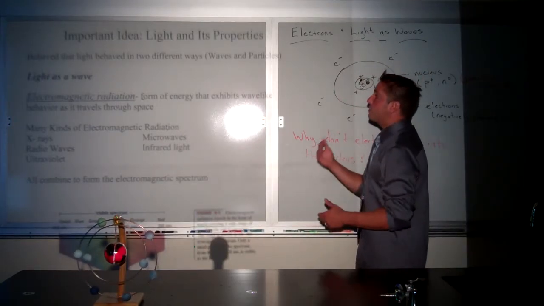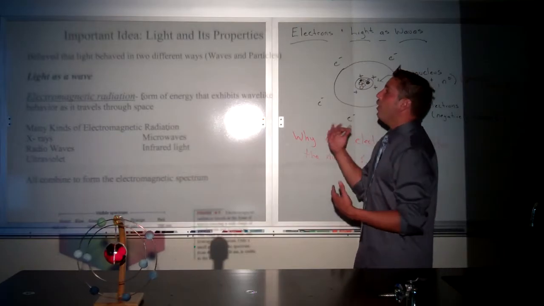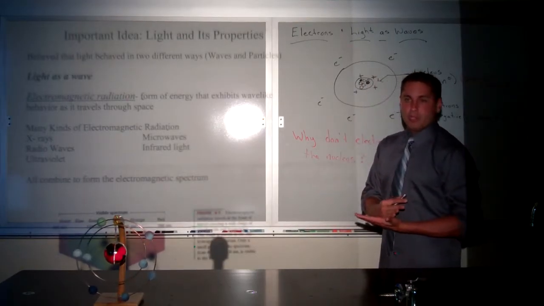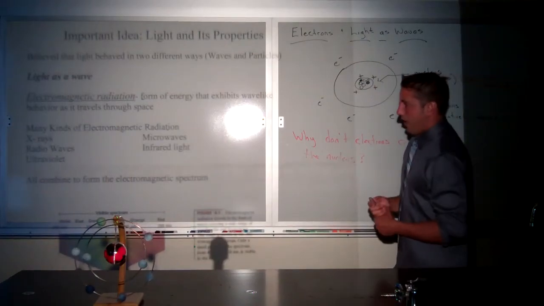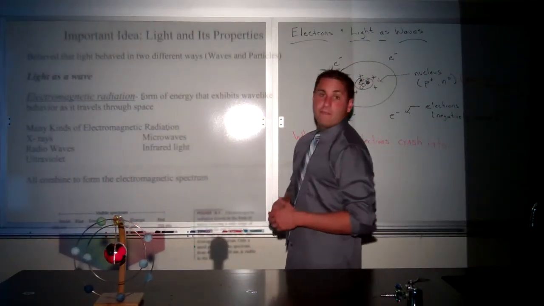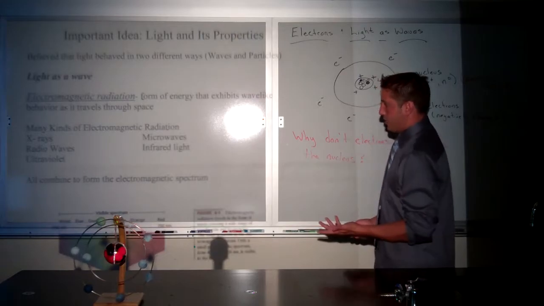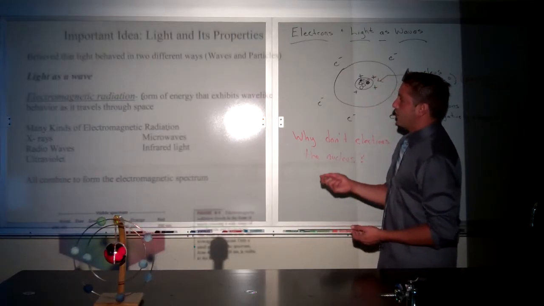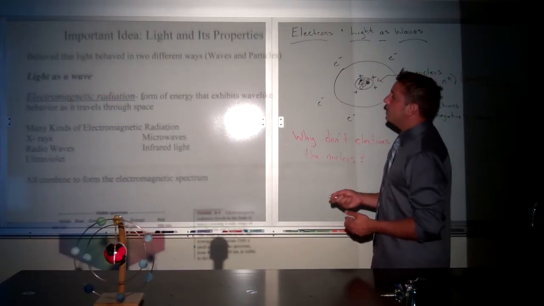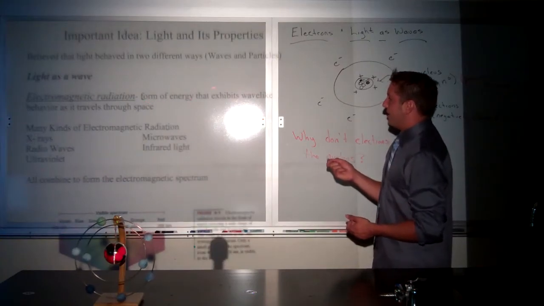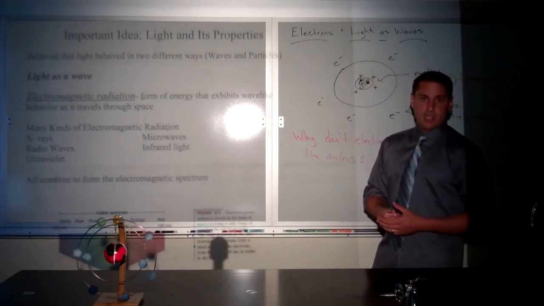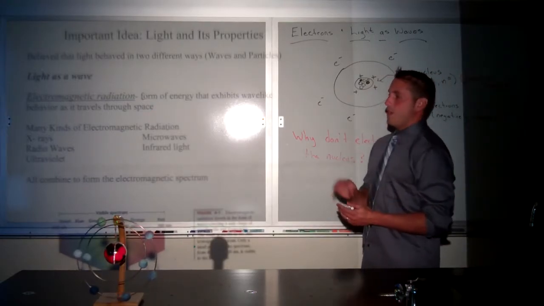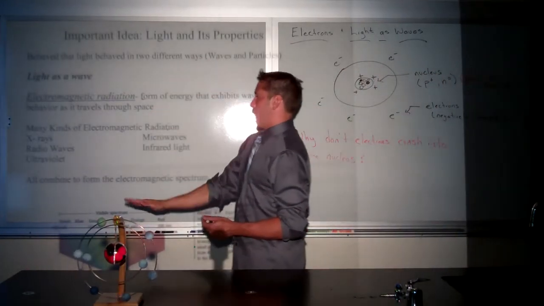We'll tackle how it behaves as a particle a little bit later, but we're going to try to apply the same principles to electrons. So we are going to look at light as a wave. Light is one of the many forms of electromagnetic radiation. A little bit of a definition at you. Electromagnetic radiation is a form of energy that exhibits wave-like behavior as it travels through space. Wave-like behavior being it moves like this, so to speak.